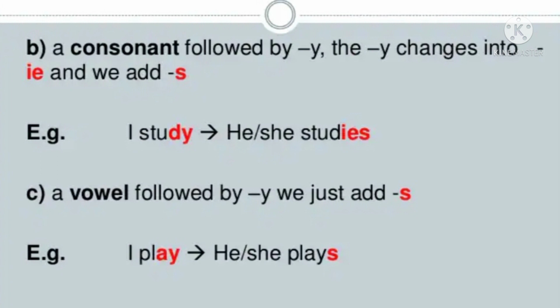If a consonant is followed by y, the y changes into ie. For example, study: this word ends in a consonant followed by y, so it changes into ies, studies. But if the word ends in a vowel followed by y, for example, I play, then we just add s: plays.